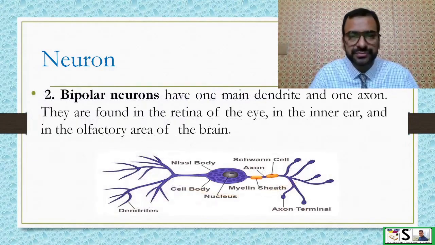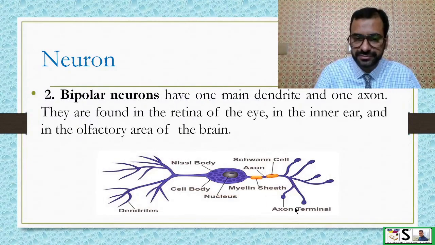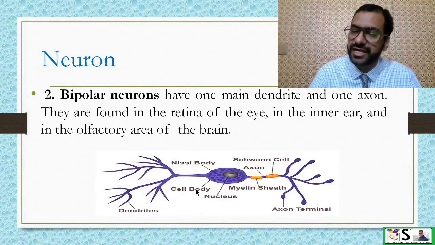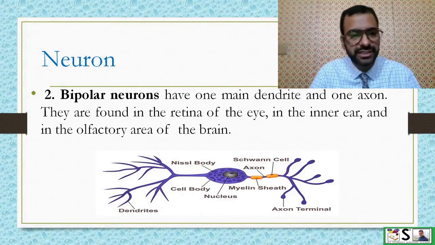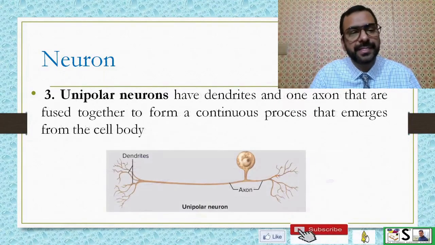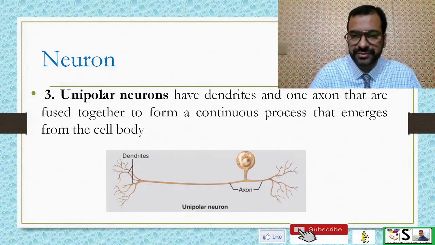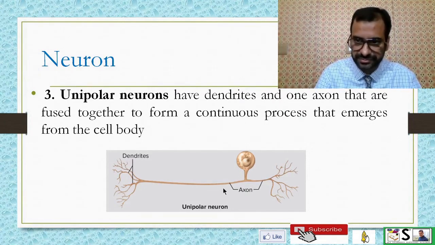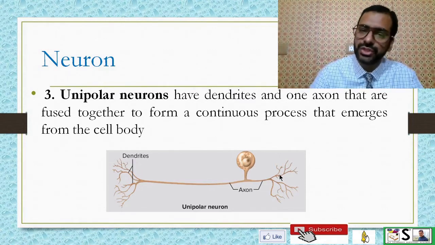Bipolar neurons have one main dendrite here, then the cell body and then the axon. So this is bipolar. They are found in the retina of the eye, in the middle ear and in the olfactory area of the brain. Unipolar neurons have a dendrite and one axon that are fused together to form a continuous process that emerges from the cell body. This is known as a unipolar neuron.